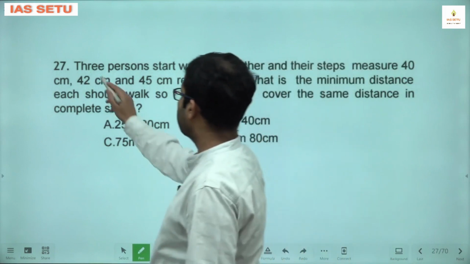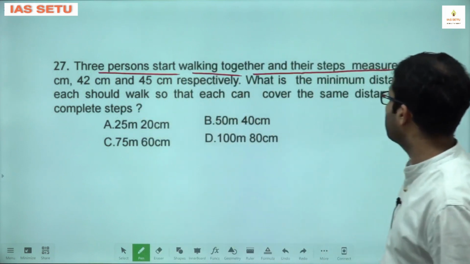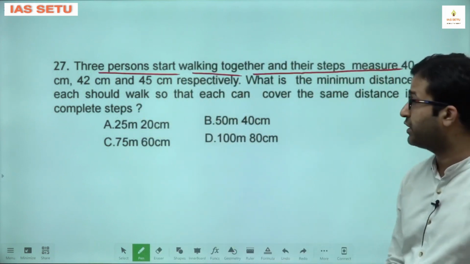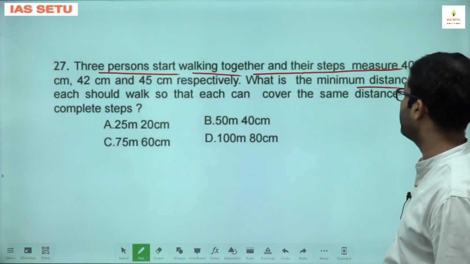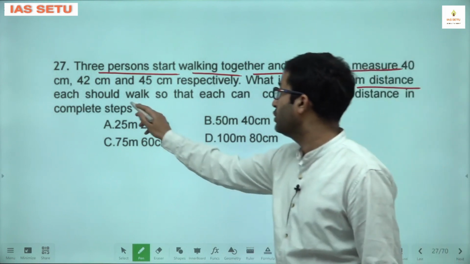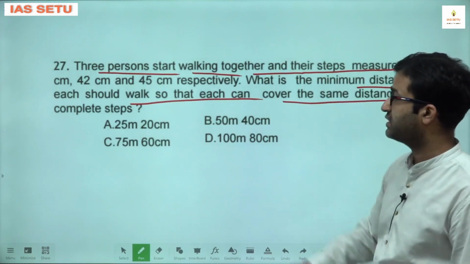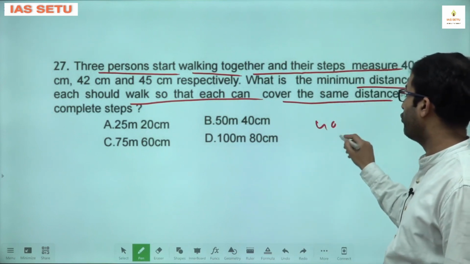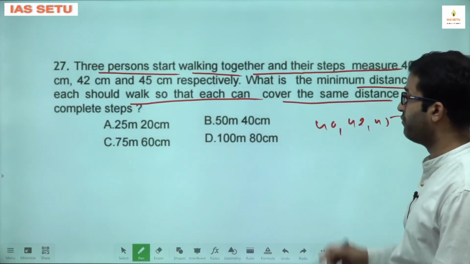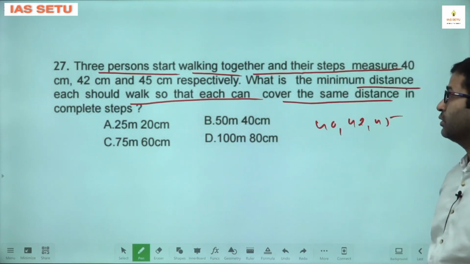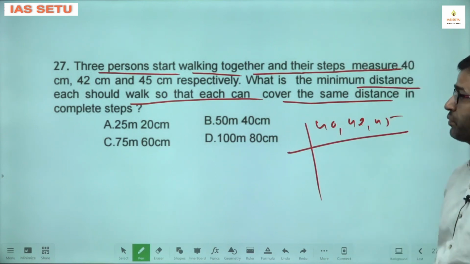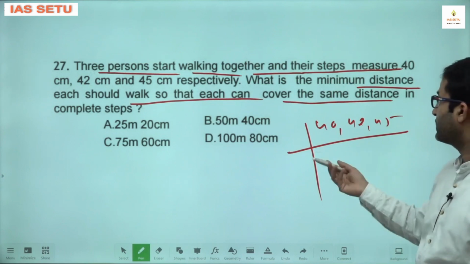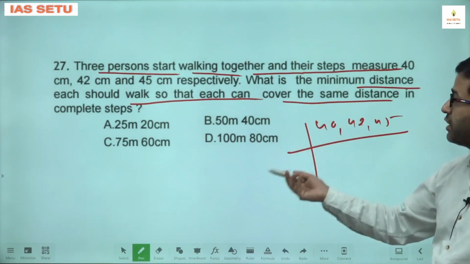Question number 27. 3 persons start walking together and their step measures are 40 centimeter, 42 centimeter, 45 centimeter. What is the minimum distance each should walk so that each can cover the same distance in complete steps? So 40, 42, 45. So we take LCM, and you get your answer.